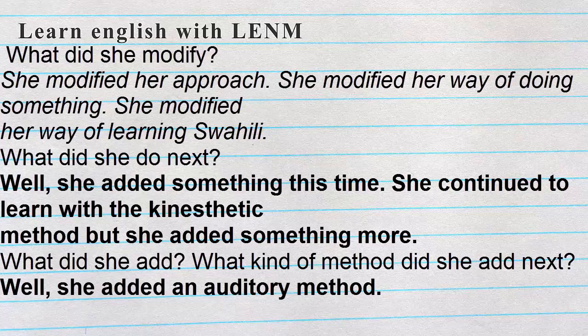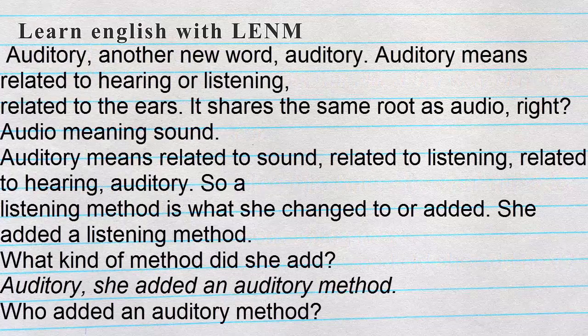What did she do next? Well, she added something this time. She continued to learn with the kinesthetic method, but she added something more. What did she add? What kind of method did she add next? Well, she added an auditory method. Auditory. Another new word. Auditory means related to hearing or listening. Related to the ears.